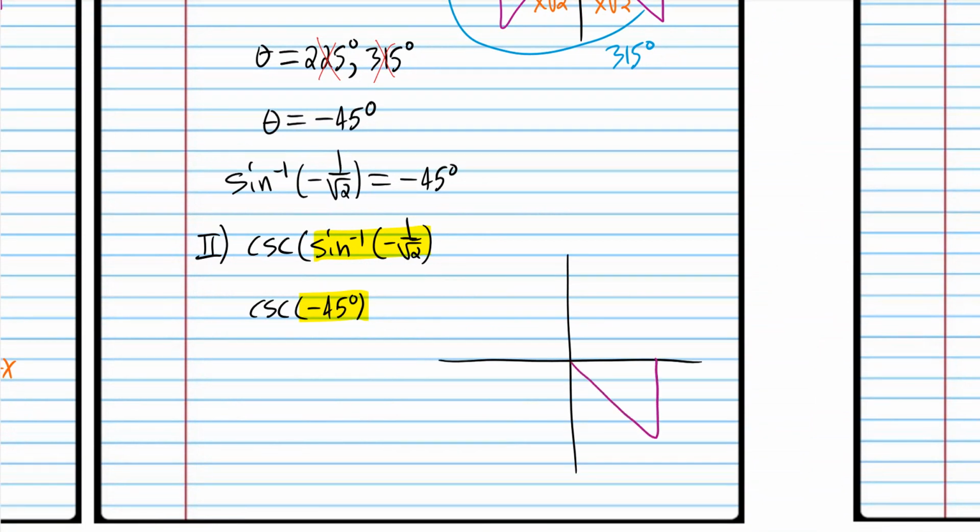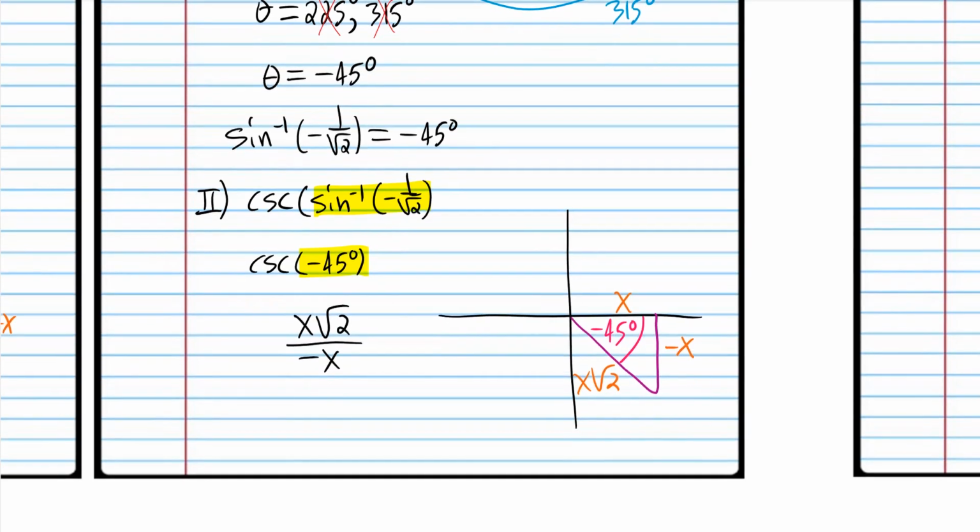Because it's negative, it's going to rotate down into the fourth quadrant. The reference angle is obviously going to be 45 degrees. And of course this is a 45, 45, 90 degree triangle. And cosecant is the hypotenuse divided by the opposite side. And that's going to end up being negative root 2. So if you got that right, perfect.